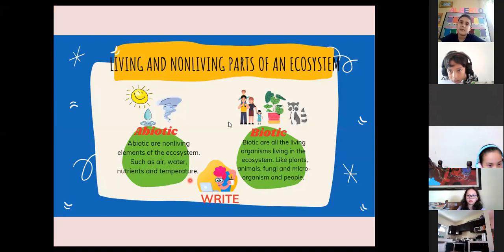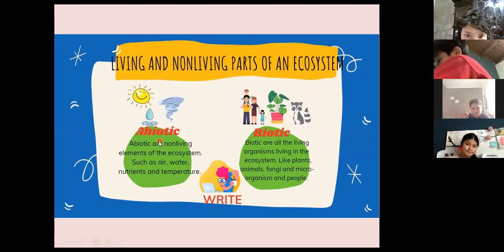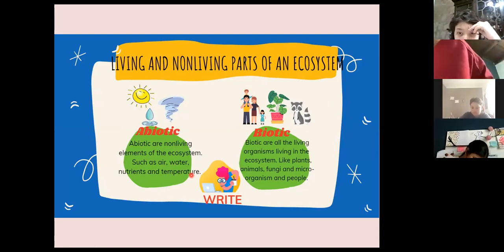We have living and non-living things. Copy this information, please. Abiotic and biotic. So abiotic, it's non-living elements. This is the same information, but we have a different word to use. Abiotic means the non-living things like the air, water, nutrients, and temperature. We talk about also the sun. We talk about the soil.